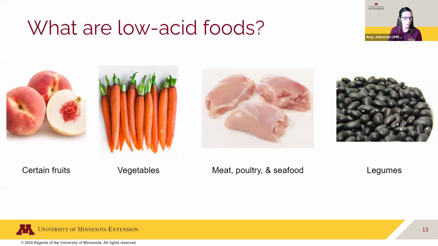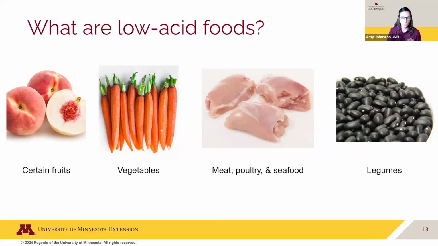Vegetables are low acid foods, and Julie is going to share in the chat a resource from Clemson University that's just a chart of some common foods, their pH values. So it's a listing of quite a few fruits and vegetables just to help you make some decisions.